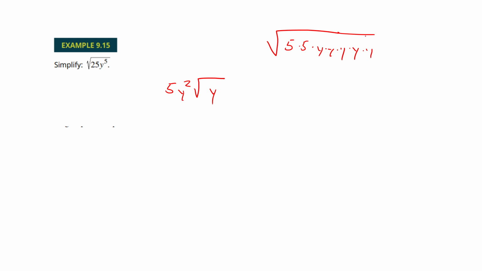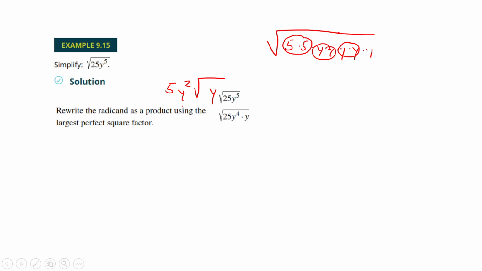Okay, that's 5 very terrible looking y's. So we can circle, circle, circle. There's a y left behind. 1 circle, bring out a 5. Bring out 1 y, bring out a second, and there you go.